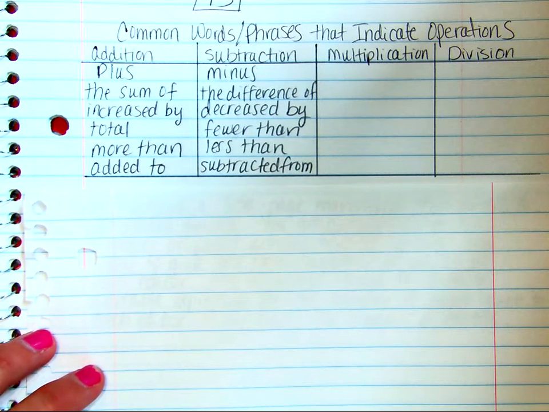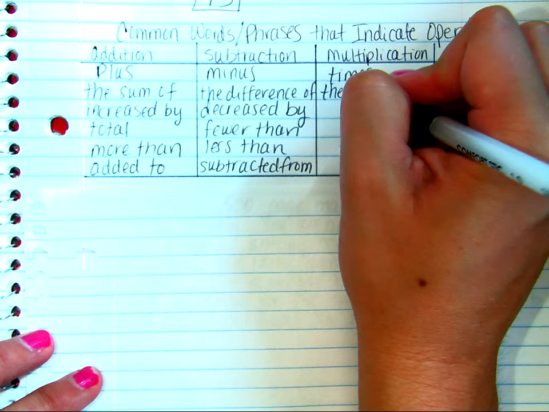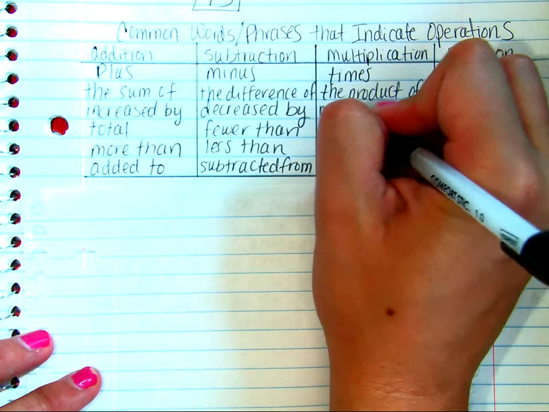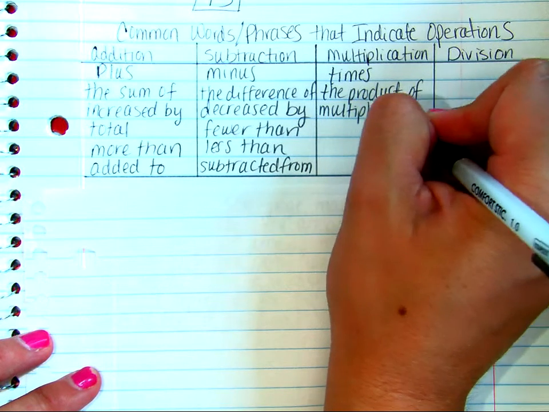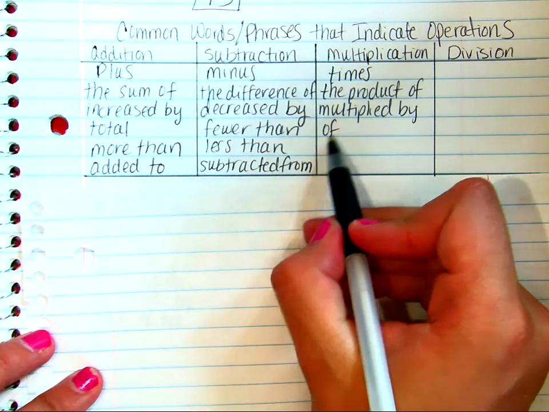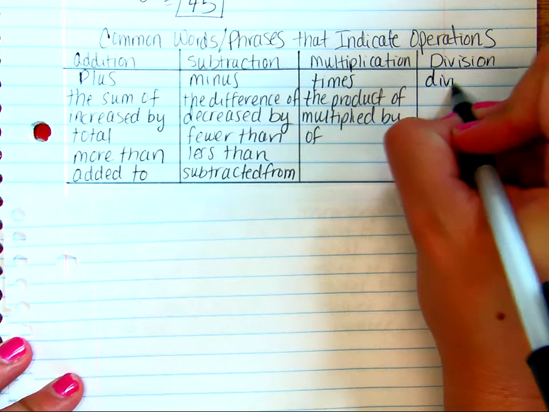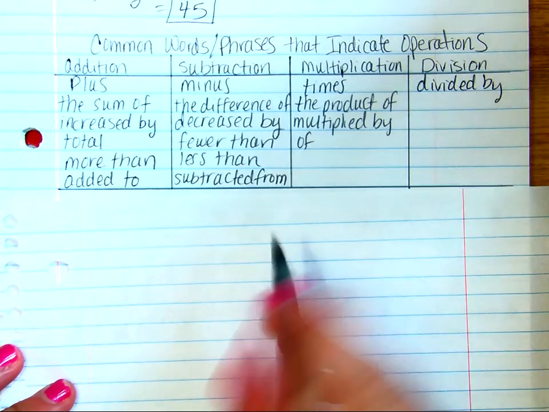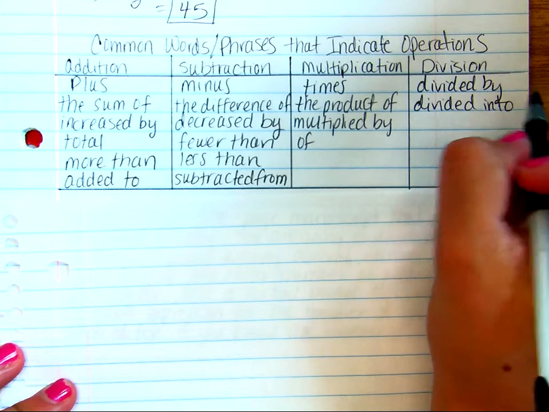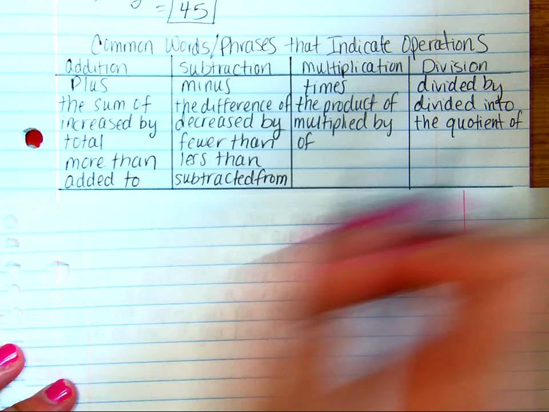Okay, for multiplication, we have times, the product of, multiplied by, and also the word of, which we'll talk about more later. Of indicates multiplication. For division, we have divided by, divided into, or the quotient of. Quotient means divide.